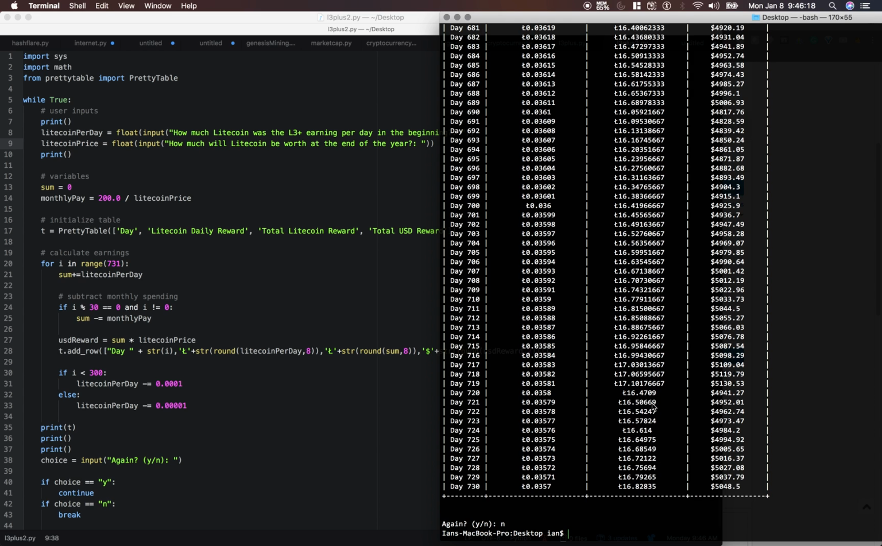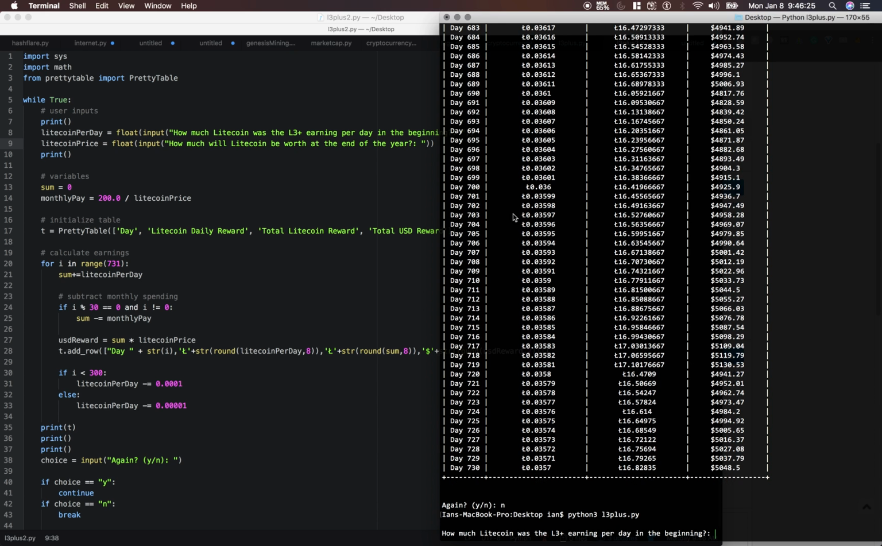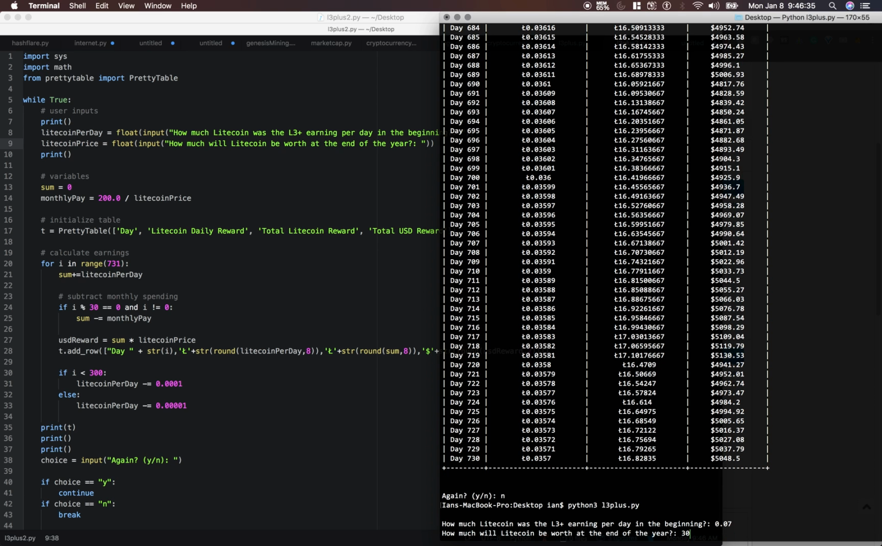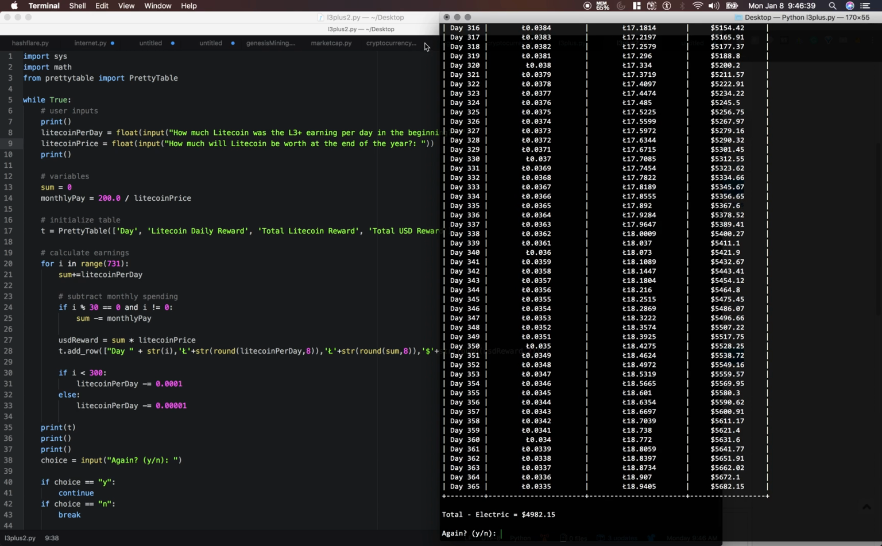And I also wrote another program for you guys, and this one just will show the profits without any expenses, without my specific monthly payment. So let's say we earn 0.07 in the beginning. Litecoin at the end of the year is worth 300. So this is 1 year's worth of mining. And in the end, the total minus electric, which I said would be $600 based on $50 a month, you'd make $4,900, almost $5,000. And that doesn't factor in the cost of your mining equipment, because that can vary whether you bought it from Bitmain's website or you got it from eBay like me.